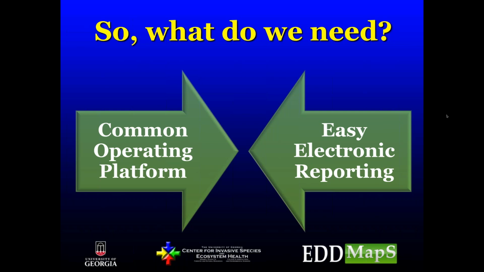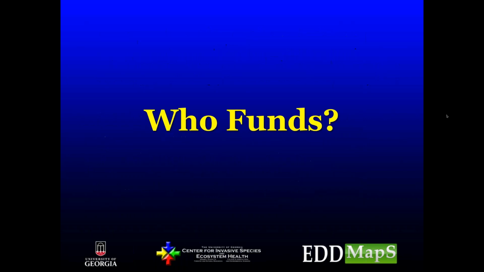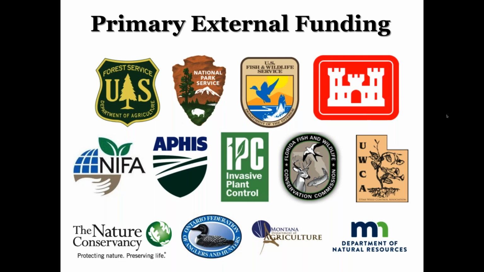And so EDDMaps was launched in 2005, focused on this, and it quickly expanded into different regional projects, one of which is the EDDMaps West project, which hopefully most of you are familiar with. And that tool really got us to where we are today. EDDMaps has been a project that has worked because there's been a lot of different partners, both external as well as some resources put in by the University of Georgia to develop this.